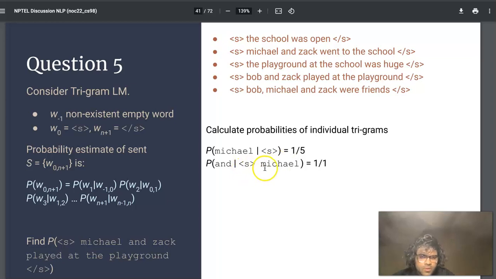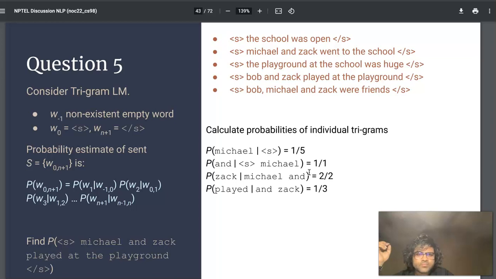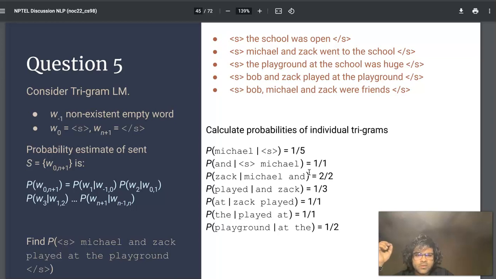Similarly, what is the probability of this thing? How many times did start and Michael occur? They occurred only once. And among them, how many times is start and Michael followed by the next word? This is also 1, the single case. So the probability for this is also 1. In such a way, if we calculate all of these, we will get the value. Yeah, so till this symbol.